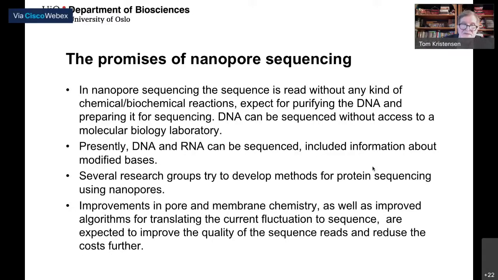The instrument presently can sequence both DNA and RNA, which is very interesting, in that you can actually look at the transcriptome without having to convert it to cDNA in order to sequence it. And you can identify modified bases, not with very high precision, but at least to some extent. And people are even trying to develop systems for sequencing proteins using nanopore technology.